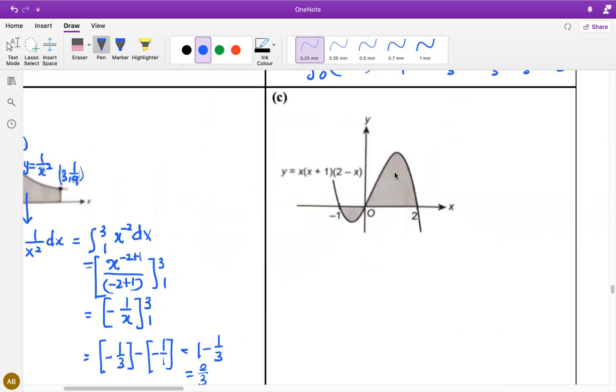So the next one. Okay, so this one has two regions, A and B. For this part, you remember you need to take the modulus, because the value here is always less than 0, while this value is always bigger than 0 when you integrate. So what do we do? We take the modulus.